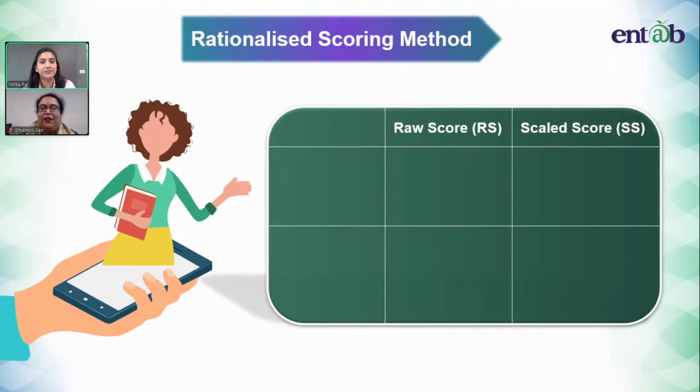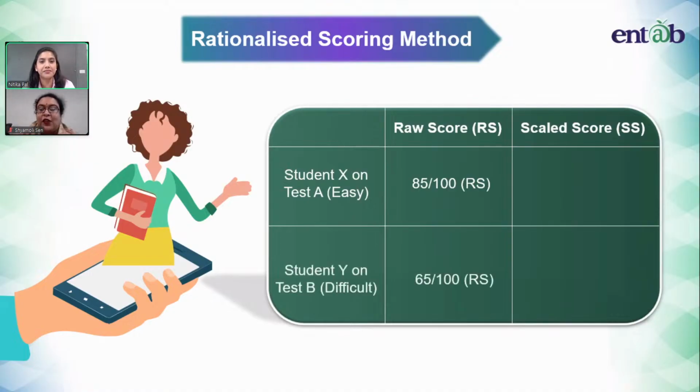Let me explain further. Suppose one student takes an easy test and scores 85 out of 100, and another student takes a difficult set and scores 65 out of 100. Now, what is the first impression? That the first student has fared better than the second one.